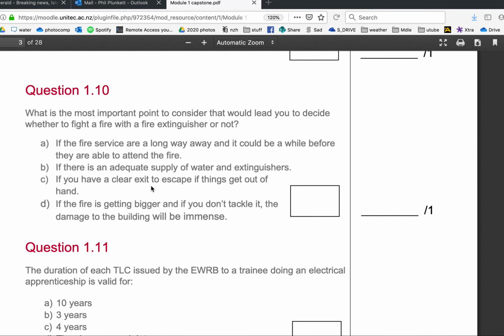Which is the most important point to consider when deciding whether to fight the fire with a fire extinguisher or not? And it is going to be this one here. You really got to look after yourself. It's all about you, and that's it here. If you have a clear exit and escape before things get out of hand. Okay. If you do want to fight the fire, you don't have to, but if you do want to fight the fire, make sure you've got an escape plan. C.